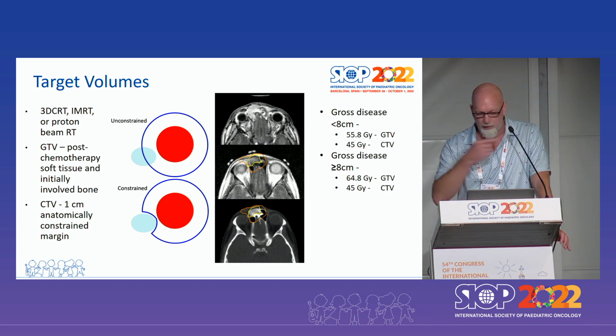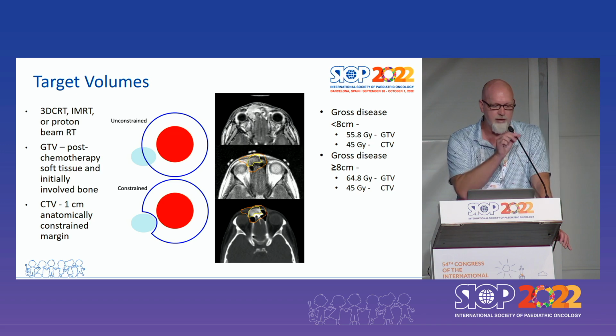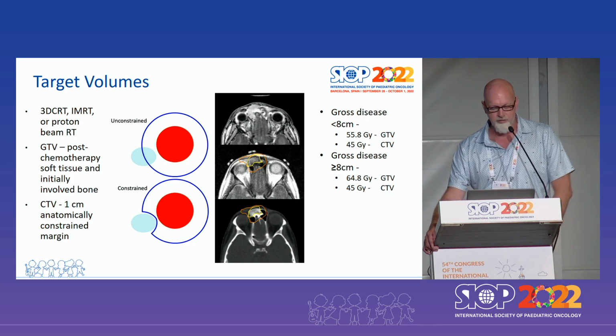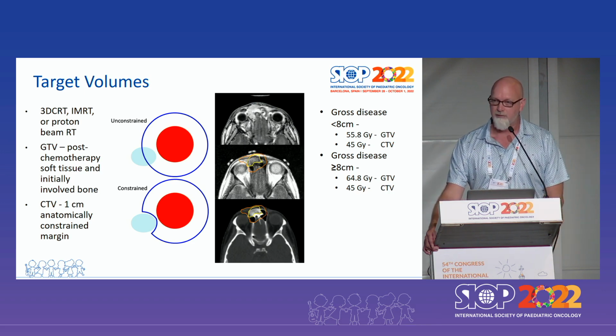I always talk about this type of slide when I give talks about radiation targeting. Regardless of your treatment modality, 3D conformal, photon-based IMRT, or proton beam radiation, understanding that the GTV is often some sort of post-chemotherapy visible tumor, and often the initially involved bone because of that difficulty understanding the extent of tumor left in the bone. And then the CTV is some anatomically constrained expansion around this.